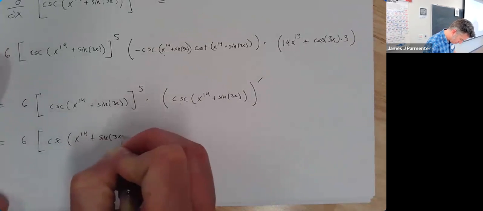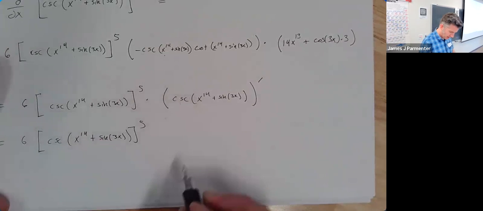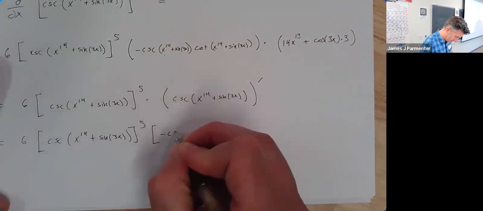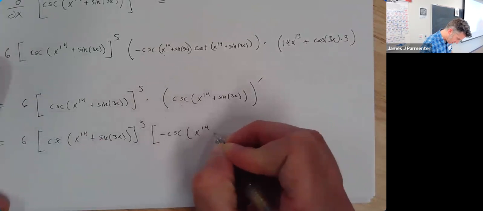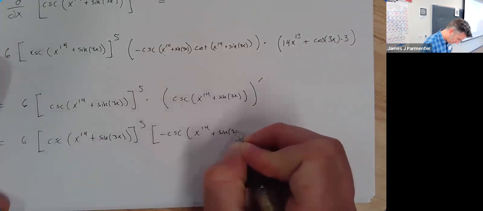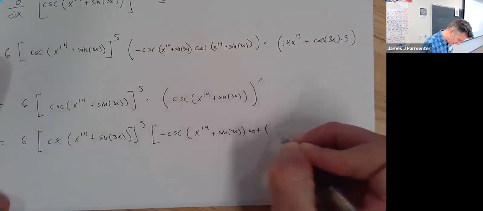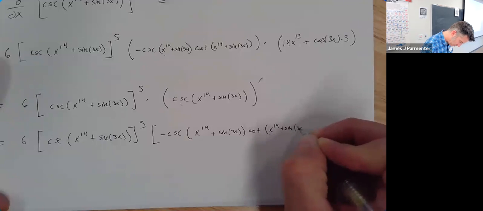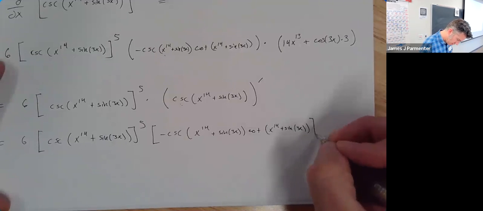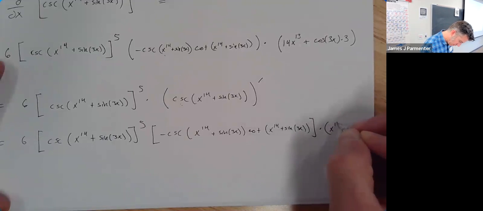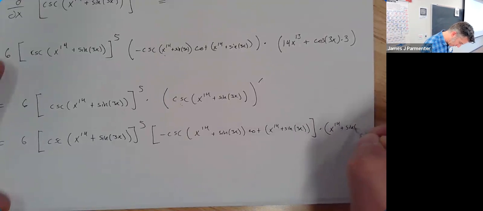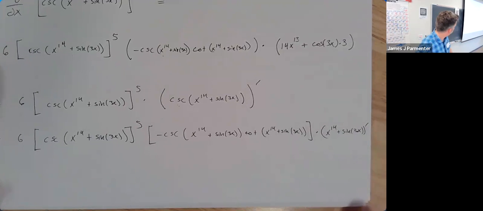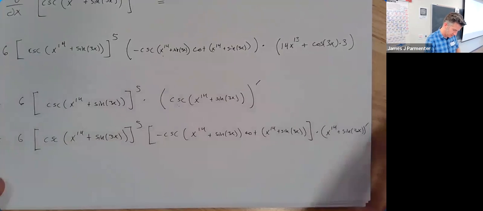Okay, so now the derivative of cosecant of some stuff. I know we just did it, but it's going to be negative cosecant of the stuff times cotangent of the stuff times the derivative of that stuff, x to the 14 plus sine of 3x. And then finally, you do one more step, which would get you up to this final answer here.